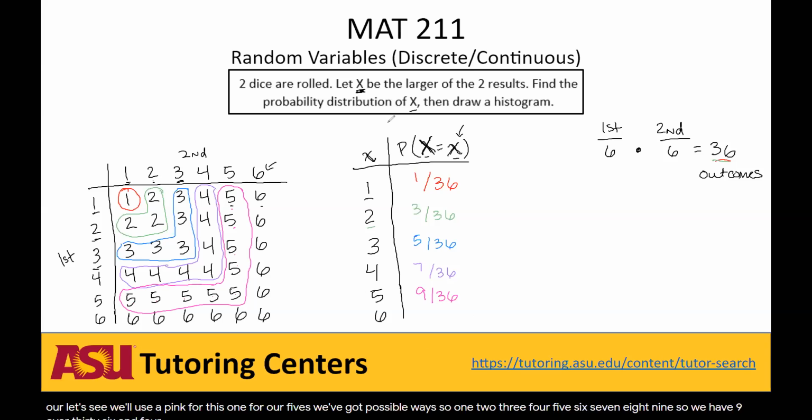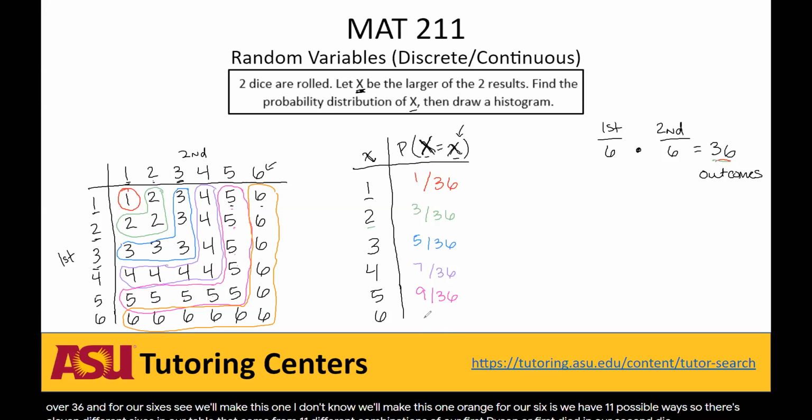And for our 6s, we'll make this one orange. For our 6s, we have 11 possible ways. So there's 11 different 6s in our table that come from 11 different combinations of our first die and our second die. So we have 11 over 36 for our probability that big X is equal to 6. So this is our probability distribution right here.